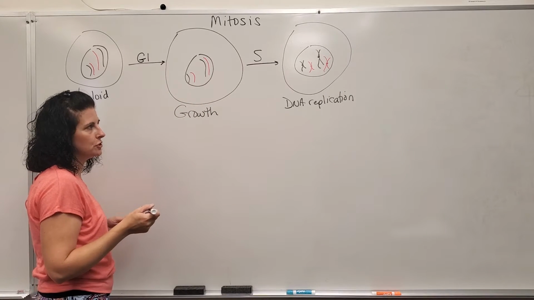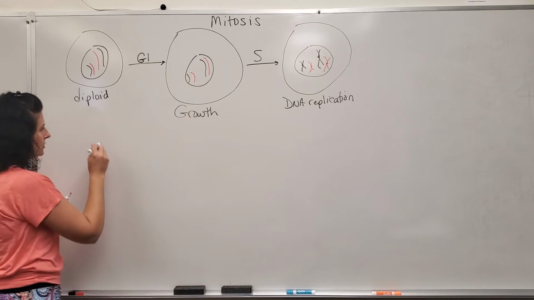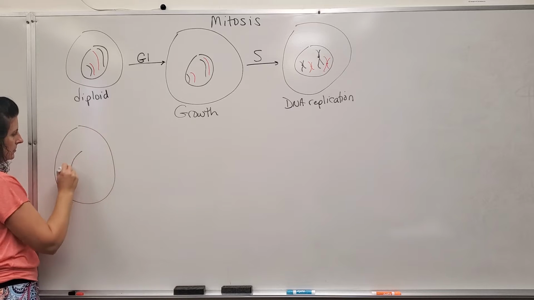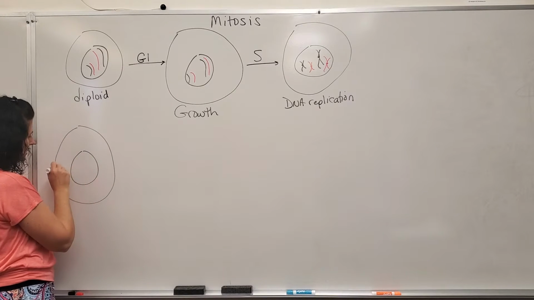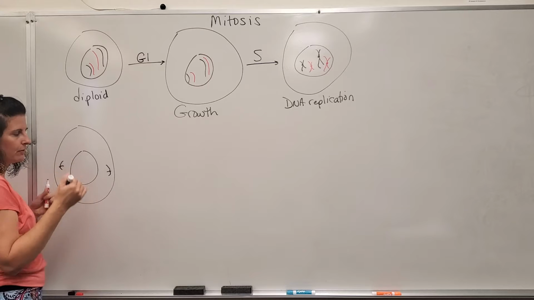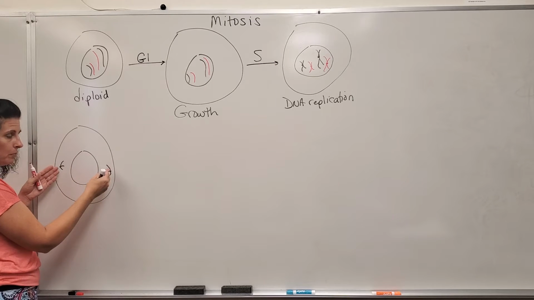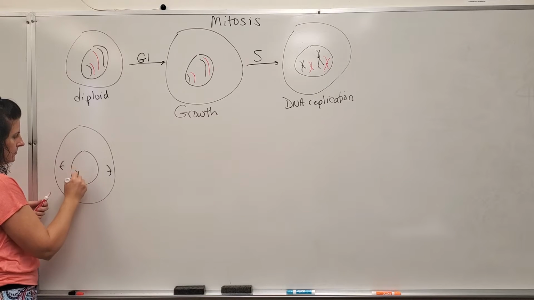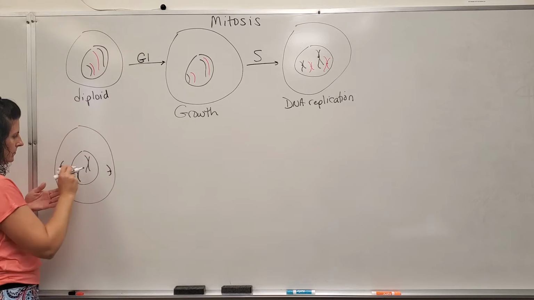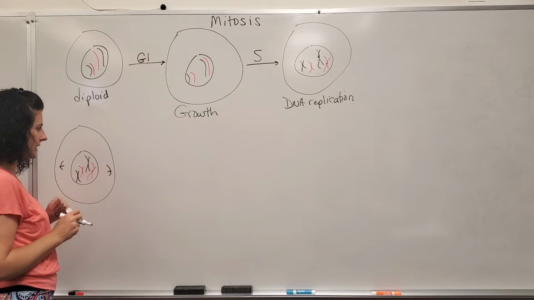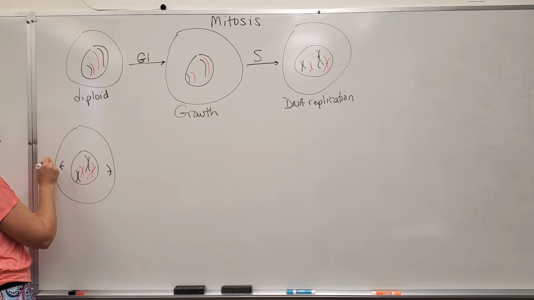Okay, and then in G2, the main event that's happening in G2 is it's getting ready to divide. And the main thing that's happening is we are getting the formation of our mitotic spindle. So we have these centrosomes that are sending out these microtubules, and they're duplicated and they're separating to opposite sides of the cell. Okay, our chromosomes are still duplicated at this point, and again, this is our G2.